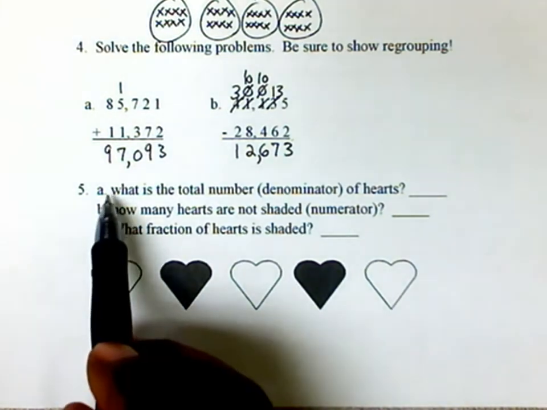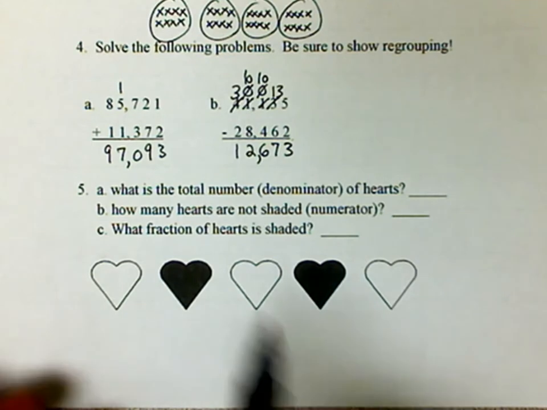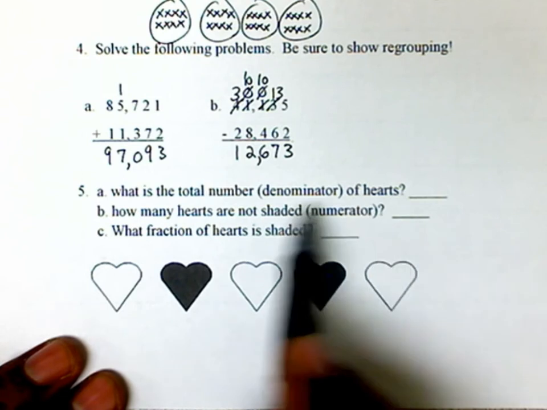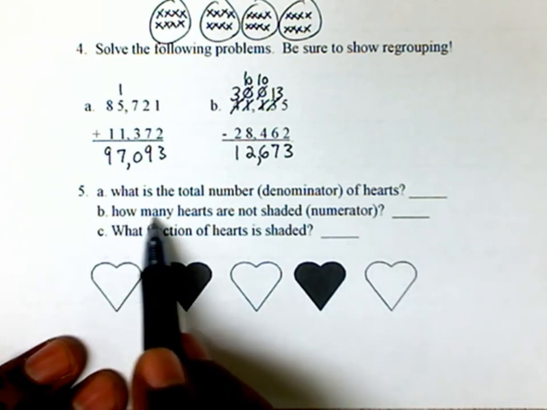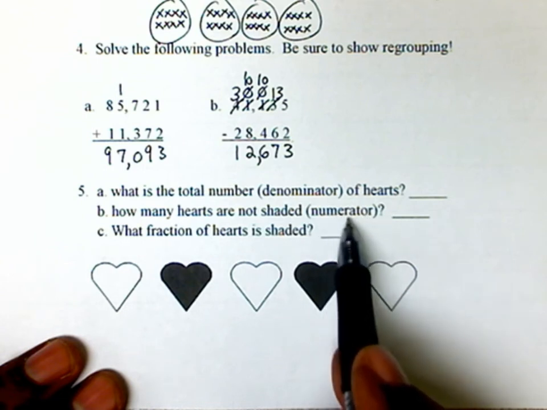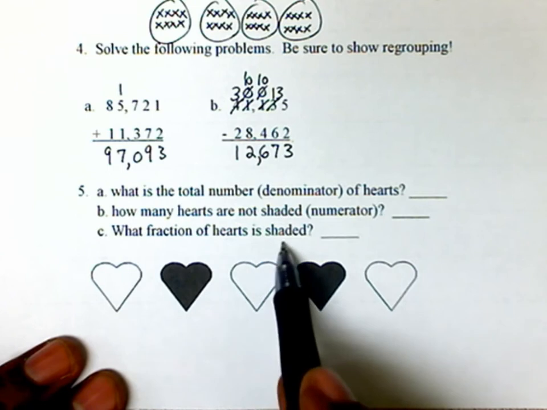We're looking at problem number 5 for our homework for Tuesday, October 9th, 2012. It has 3 parts, and you must get all 3 parts correct in order to receive full credit. Part A asks, what is the total number, denominator, of hearts? Part B asks, how many hearts are not shaded, which they put numerator in parentheses. And C asks, what fraction of hearts is shaded?